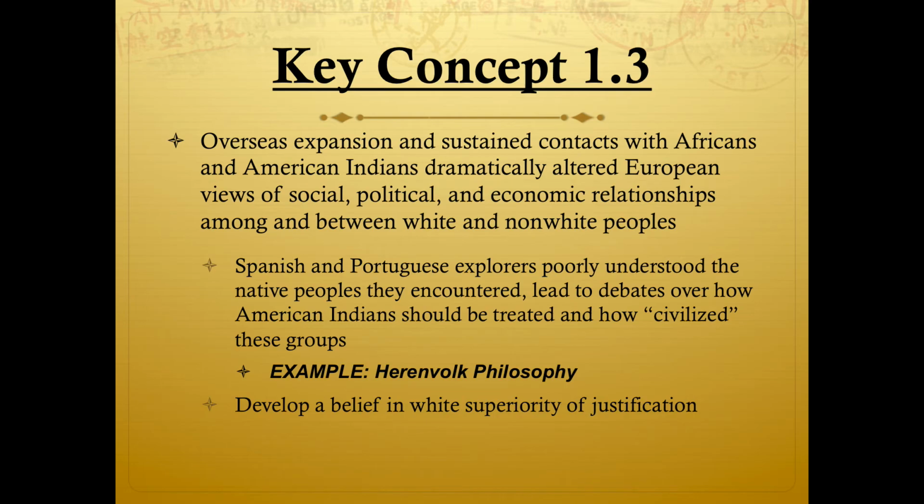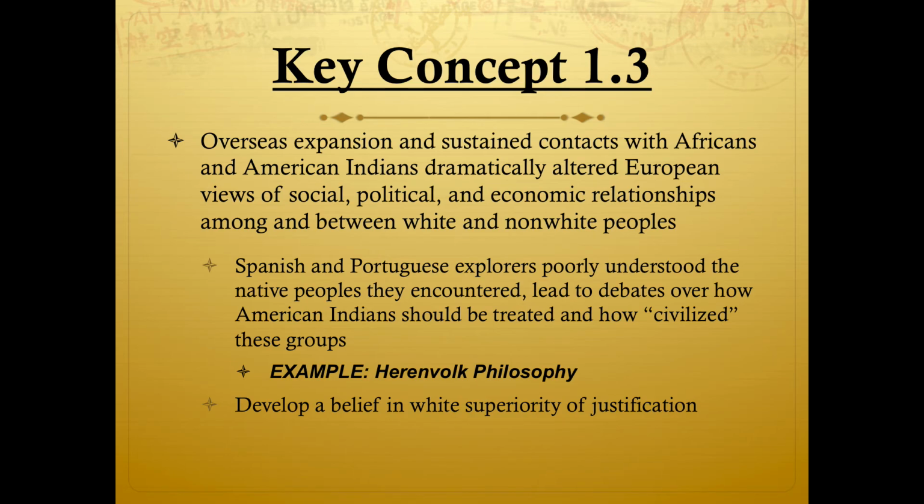Going into key concept 3, we also begin to see that throughout this contact between Africans and American Indians, it altered the way Europeans began to view the world. This form of racism begins to develop. They begin to differentiate between the white world and the non-white world. They didn't understand the cultures of Africa. They did not understand, nor did many of them even want to understand, the cultures of the Native Americans.